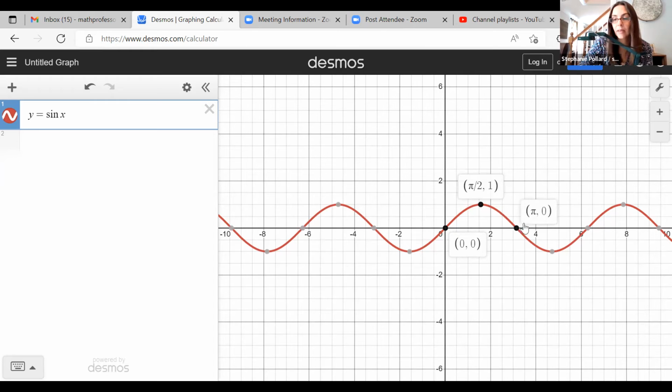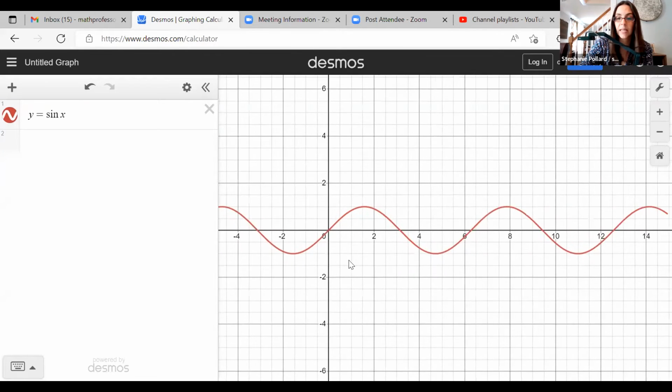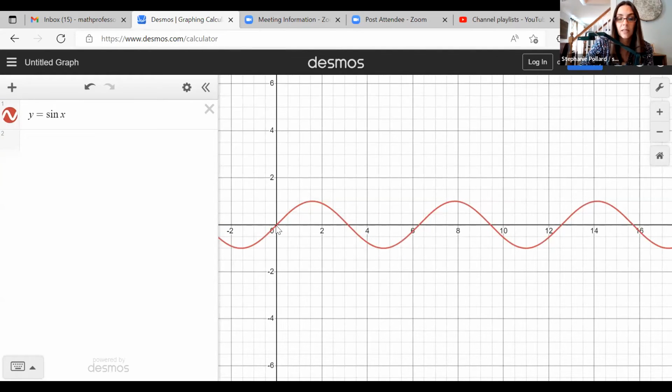Here's your next key point at pi, 0. Then you hit that minimum value of -1, which is at 3 pi over 2. Then again you're back to that 0 value. You can see it's going to repeat over and over again, and it goes in both directions. I can keep scaling this over, and you can see there's one iteration from 0, 0 to 2 pi, 0. Then it's repeating again.